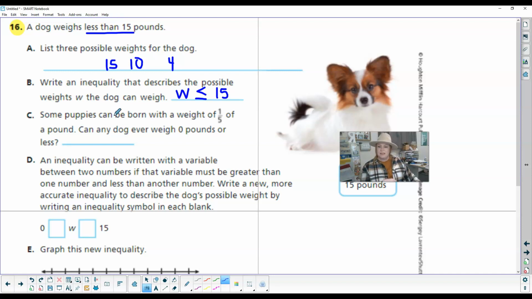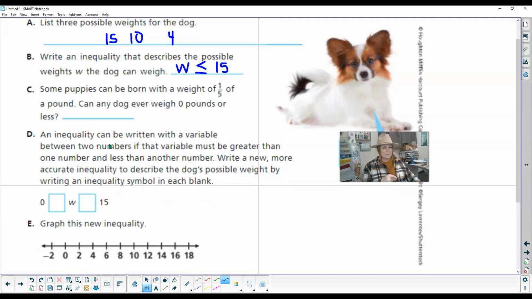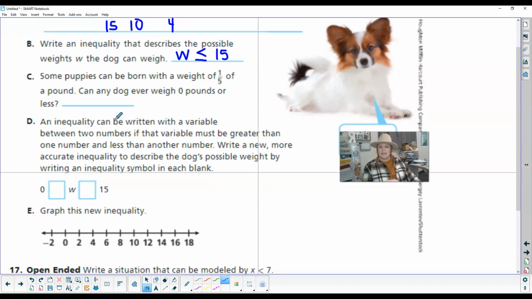So some puppies can be born with a weight of 1/5 of a pound. Can any dog ever weigh 0 pounds or less? So, right, they can weigh less than a pound, but can they weigh 0 pounds? So I want you to think about that. Can something weigh 0 pounds? Dog weighs 0 pounds.